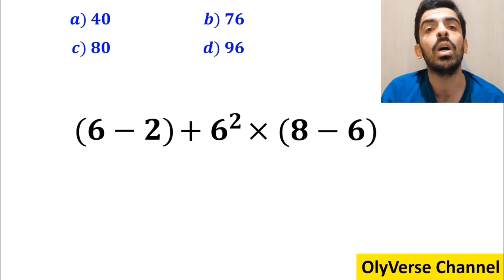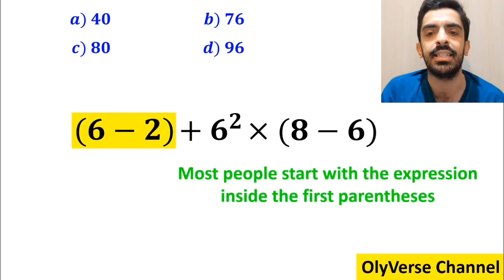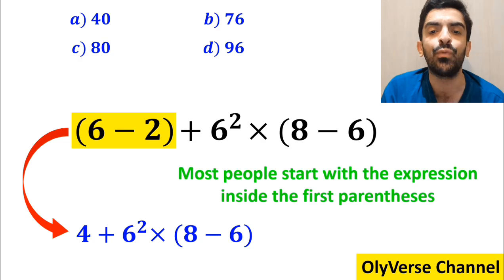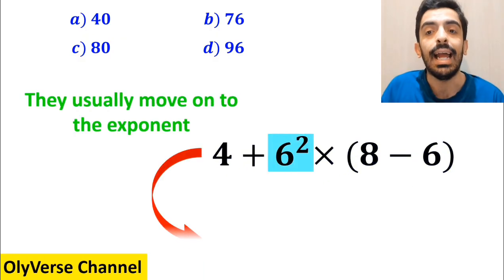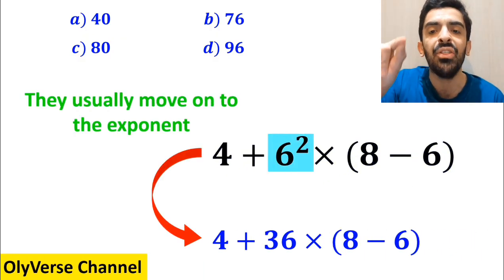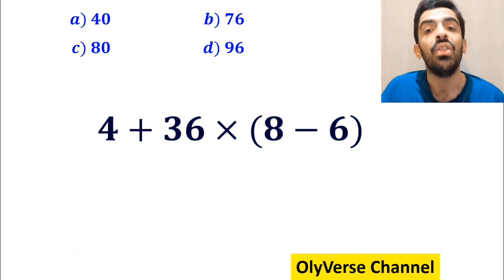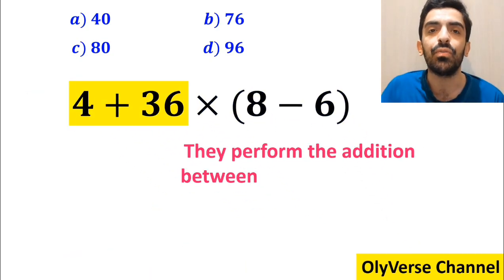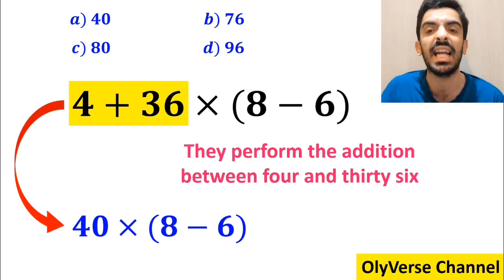And the first step to solve this question, most people start with the expression inside the first parenthesis and simplify this expression to 4 + 6² × (8 - 6). And the next step, they usually move on to the exponent and replace this expression with 4 + 36 × (8 - 6). Then they perform the addition between 4 and 36 and simplify this expression to 40 × (8 - 6).